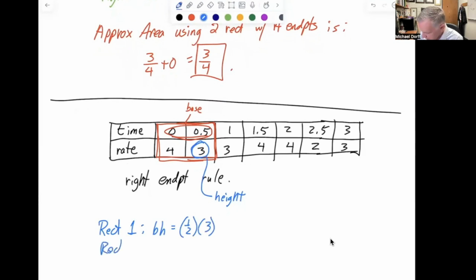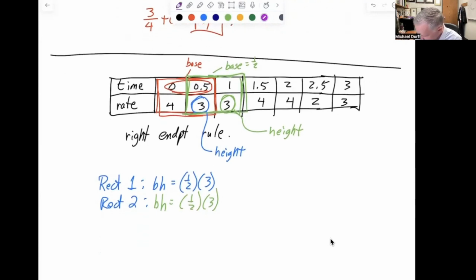For the second rectangle, I'm going to mark that in green. It's going to be this rectangle. Its base is also a half, since I have 1 minus 0.5, and this is the height. So its base times height is going to equal a half times 3. Now I can keep doing this for each of these. The third rectangle, in purple, rectangle 3, has an area of base times height, which is a half, because it's 1.5 minus 1, times the height of 4.